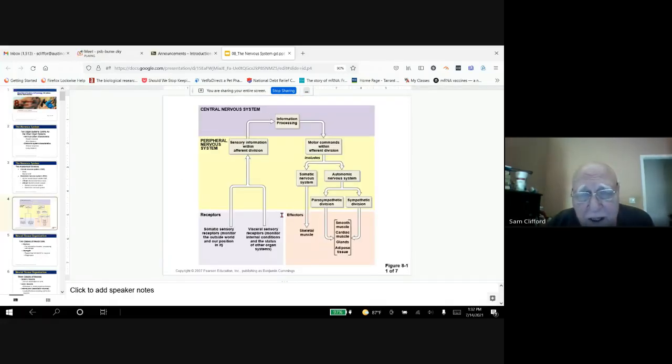So here's a good diagram. The whole purpose of the central nervous system and the peripheral nervous system is to process information. Input comes from pressure, heat, pain, touch. All the receptors in your lungs, your heart, your gut, all that information is constantly sent in the afferent division.